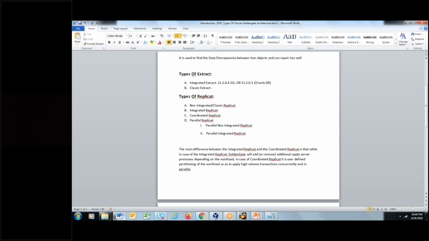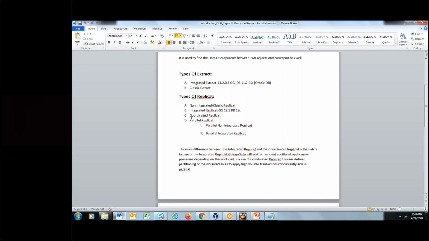Integrated replicate support is available from GG 12.1 and database 12c, I guess. Integrated extract support was introduced in GoldenGate 11.04 and database 11.03. Integrated replicate support was introduced in GoldenGate 12.1, and I guess the database is also 12c. However, I'll need to recheck which database this support came from, but I believe it came from database 12c only.